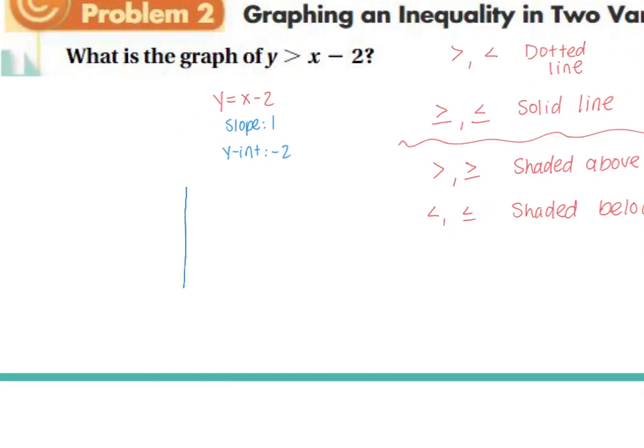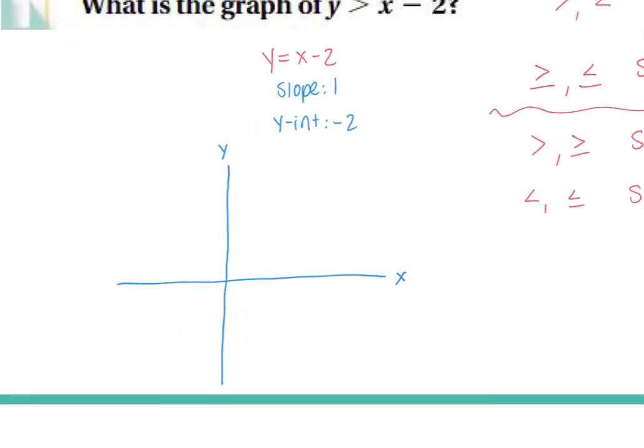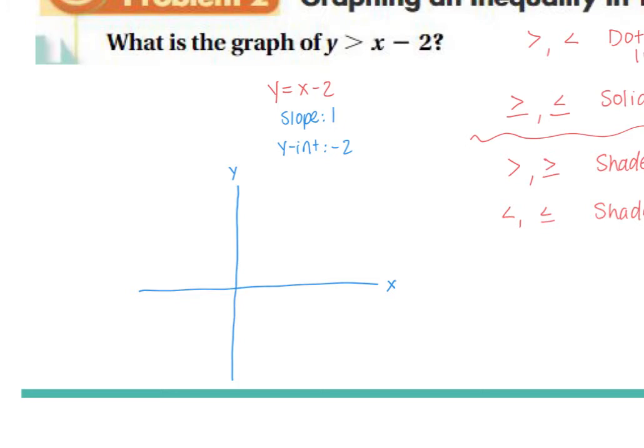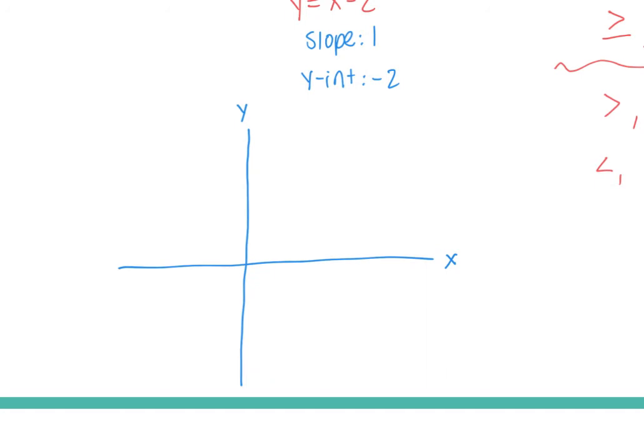So we've got our y-axis, our x-axis. Where should my first point go? Amanda, where should my first point go? At -2. And what axis, the y or the x? The y. So we're going to go down 2 and put a point right here at -2. Okay?